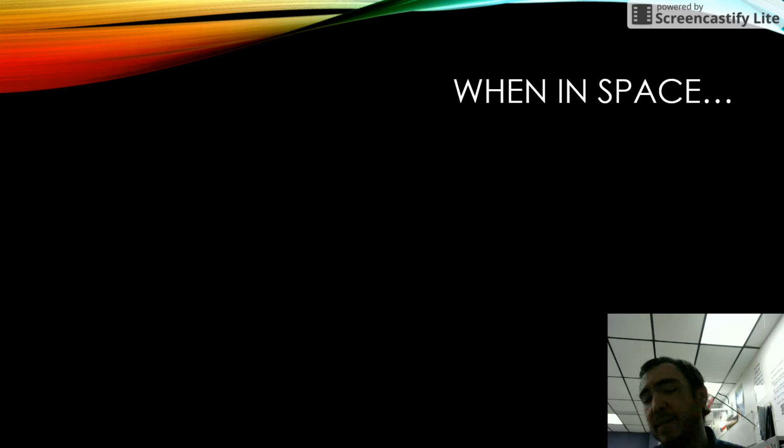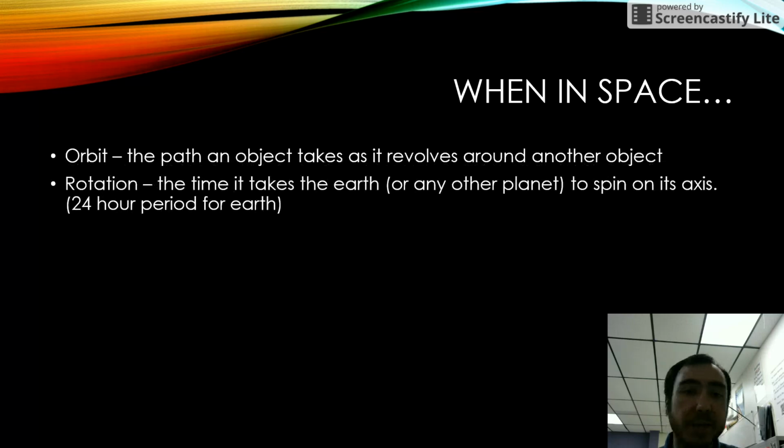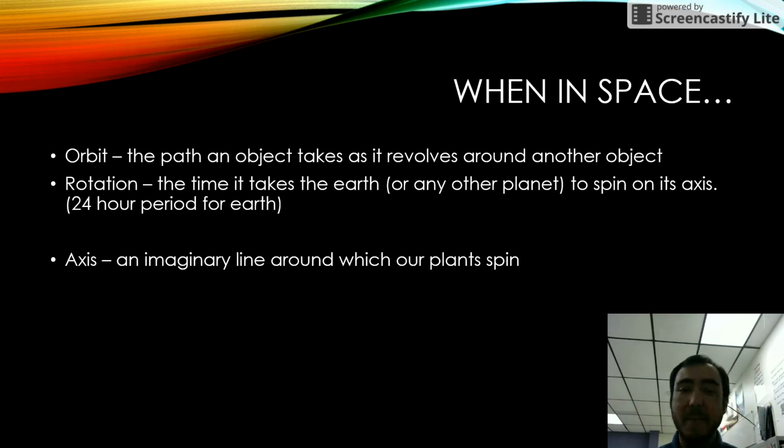When in space. Okay, so more vocab, guys. The word orbit, we saw it on the last slide. This is the path that an object takes as it revolves around another object. Or more specifically, this is the path that the Earth or other planets take to orbit the sun. Rotation. This is when a planet spins on its axis. Okay, so it's the time that it takes for the Earth or any other planet to spin on its axis. For us, that's a 24-hour period. What is an axis? It is an imaginary line around which our planet spins.